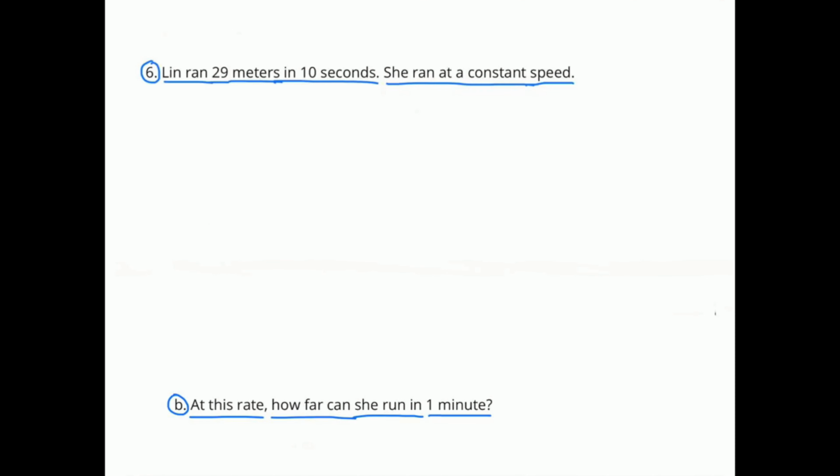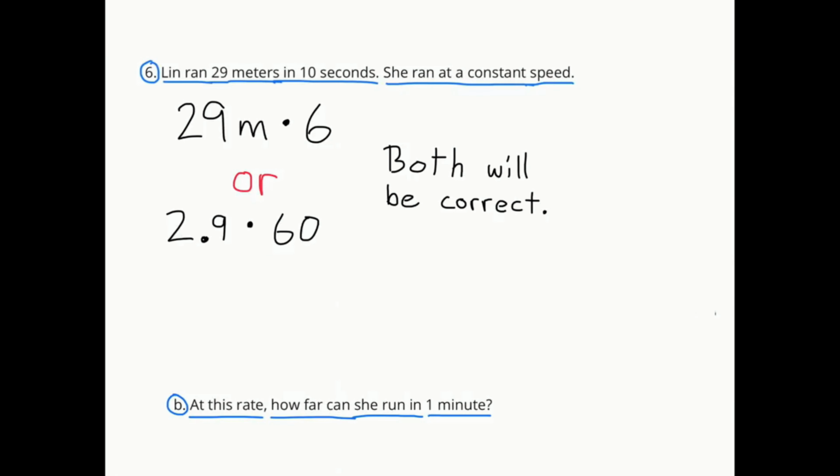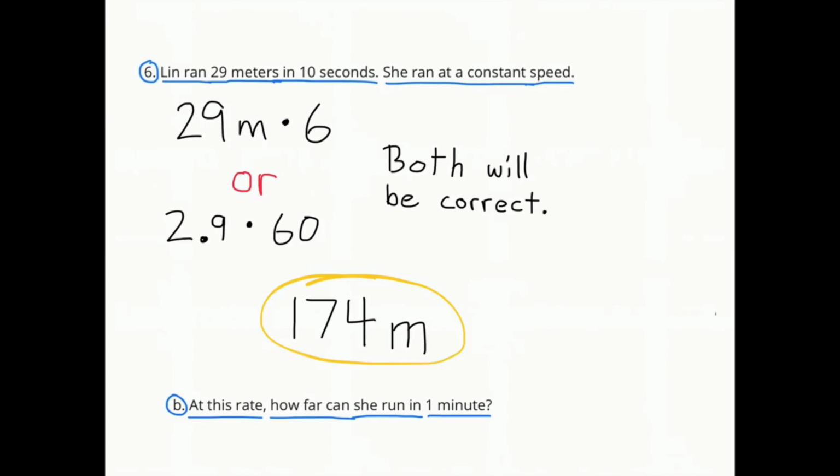B. At this rate, how far can she run in 1 minute? We can multiply 29 meters times 6 or 2 9/10 meters times 60. Both will be correct. 29 meters times 6 because Lynn ran 29 meters in 10 seconds, and 10 seconds times 6 equals 1 minute. So if we multiply 10 seconds times 6, we need to multiply the 29 meters times 6. 2 9/10 times 60 because Lynn runs 2 9/10 meters in 1 second, and 1 second times 60 equals 1 minute. Either way, Lynn runs 174 meters in 1 minute.